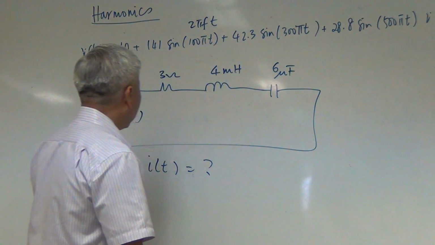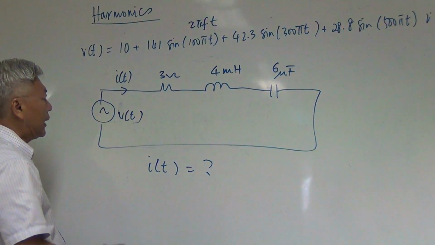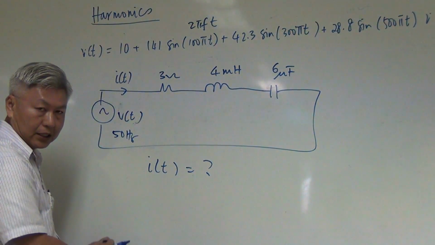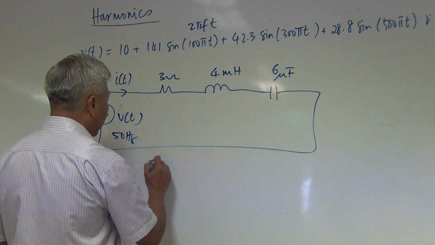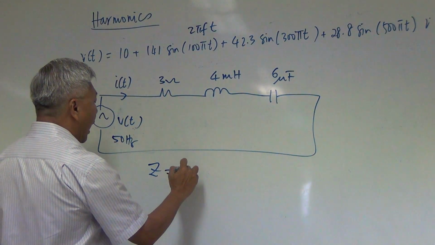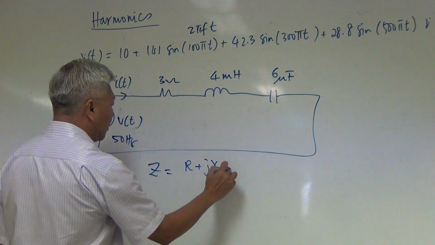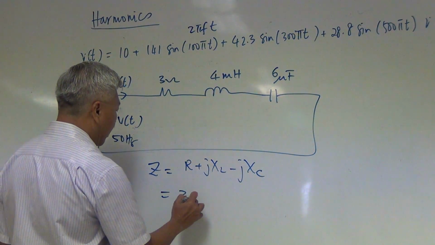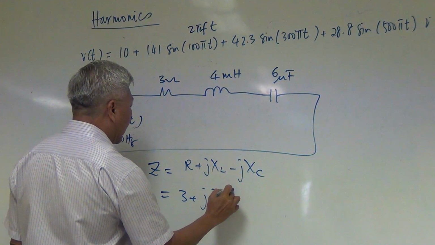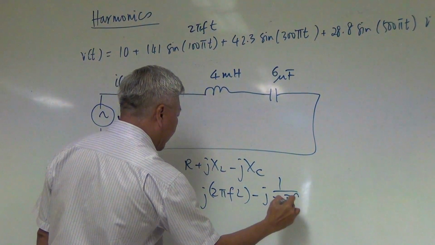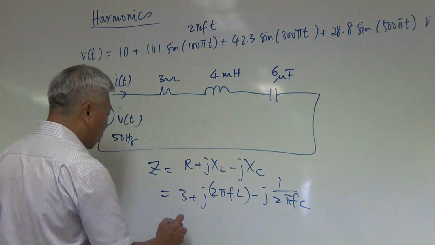Now, if you recall in your first year AC, if I were to tell you that the frequency is equal to 50 Hertz, are you able to get me the impedance of this circuit? You should have no issue, right? You say it's equal to R plus jXL minus jXC. Then you say, oh okay, 3 plus j 2 pi FL minus j 1 over 2 pi FC, and you substitute all the values.